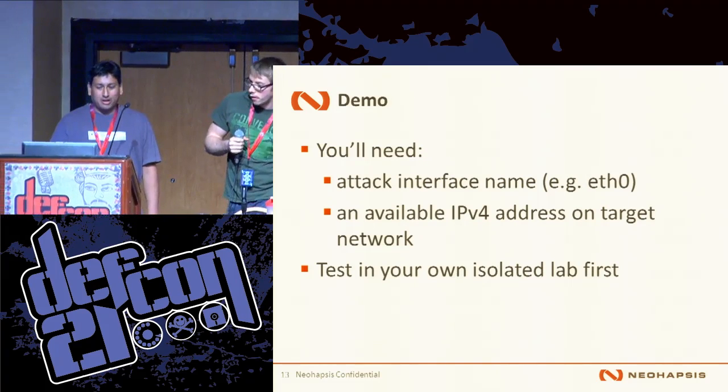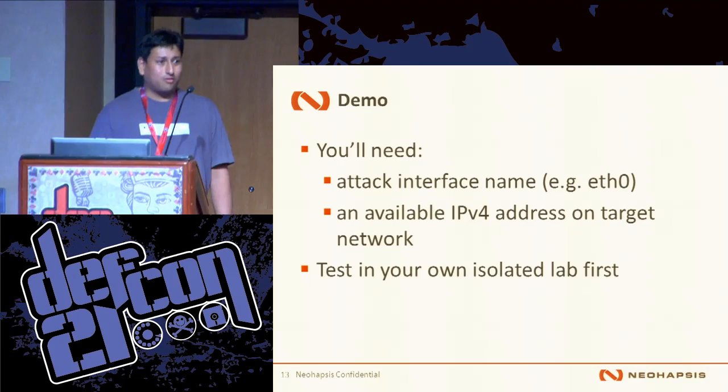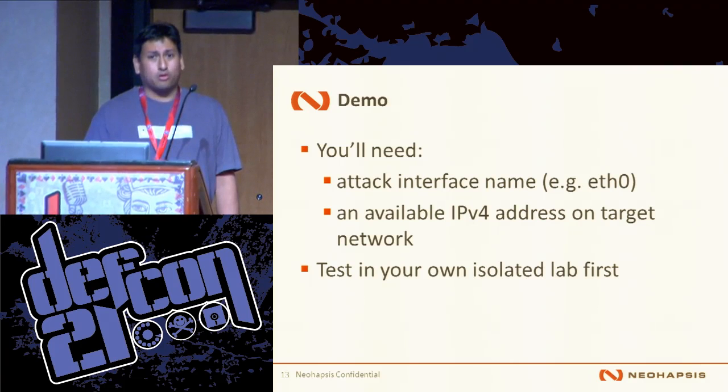Before you get started, you're going to need to know the interface of your attacker host that you want to run it on. You're also going to need an extra IPv4 address on the network that you're attacking to do net translation.